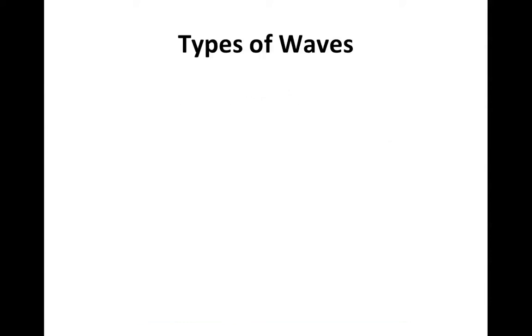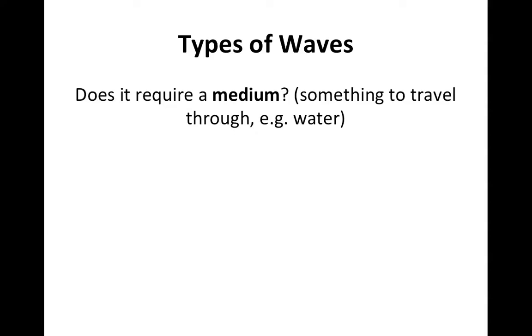So anything that causes a disturbance can be a type of wave, or anything that causes something that fluctuates is considered a wave. And so there are many, many types of waves, and we're going to talk about 3 different classifications, and each of these classifications has 2 types. So the first kind of classification is medium.